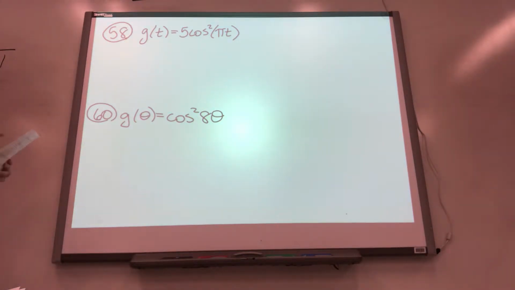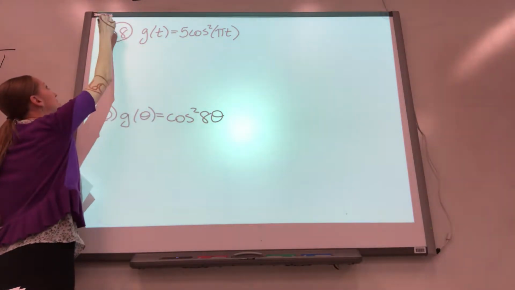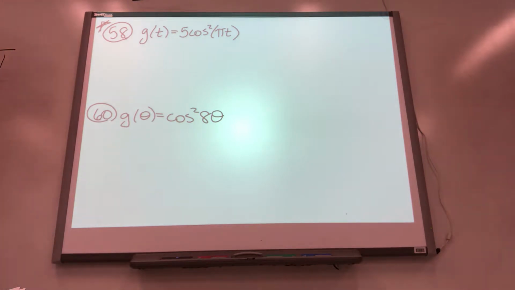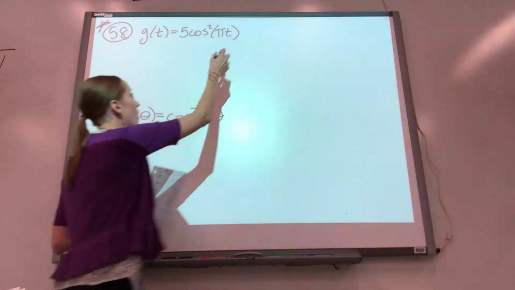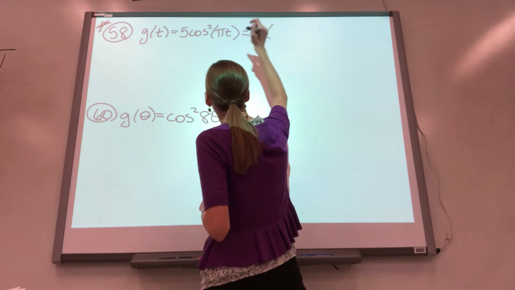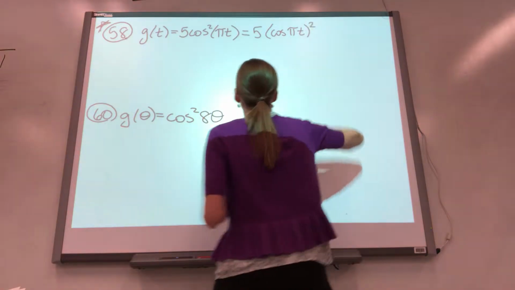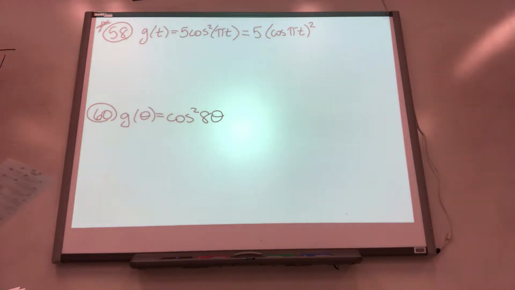We'll talk more about that later, but I am kind of thinking that there's a problem similar to 58 on the quiz, if my brain serves me correctly. So this is a good one to go over. Now, because of the square right here, this is like taking 5 times the entire cosine of pi t squared. Pi t, but that whole trig function is being squared.